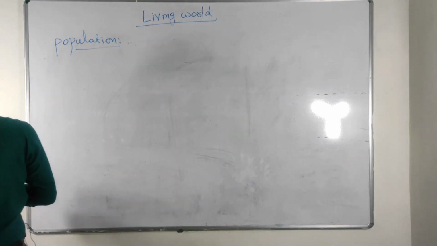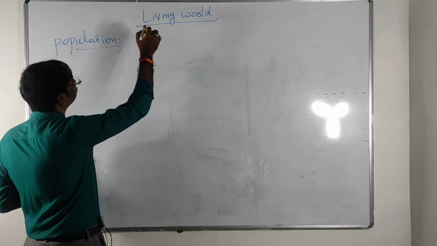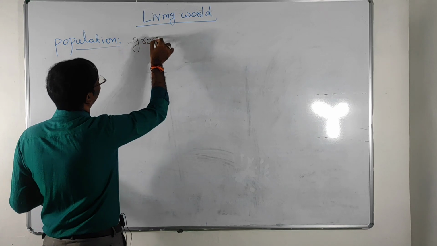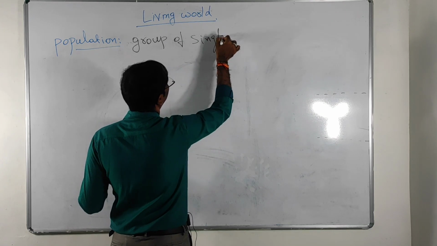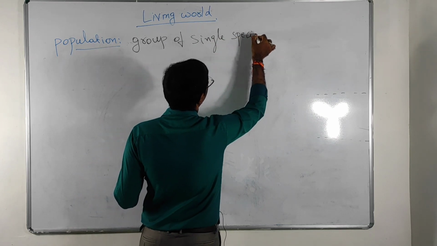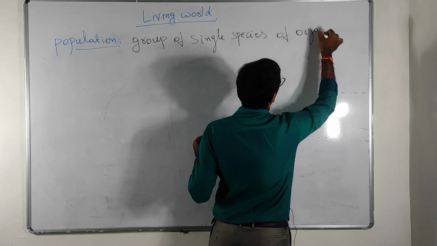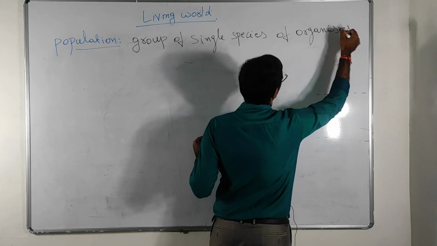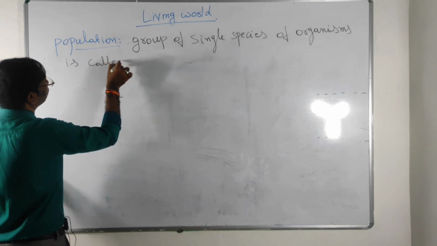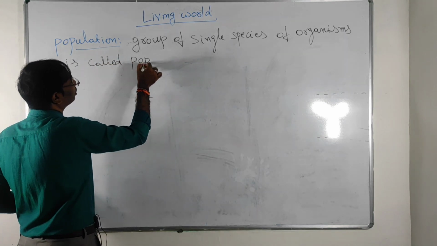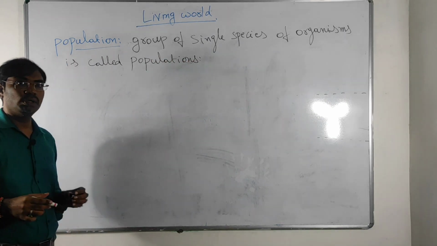Population is a very important concept. So what is the meaning of population? Generally we use the term for human population. A group of a single species of organisms is called a population.